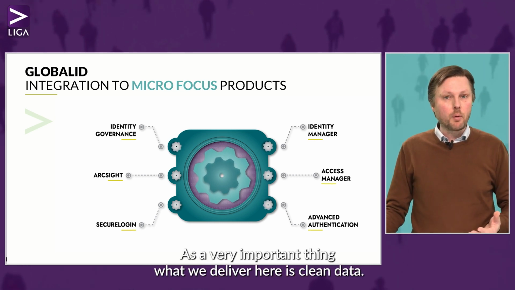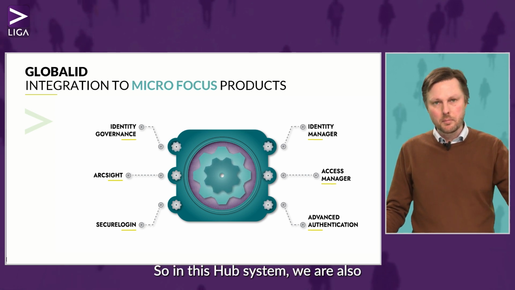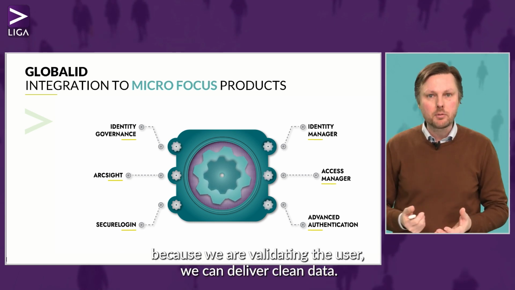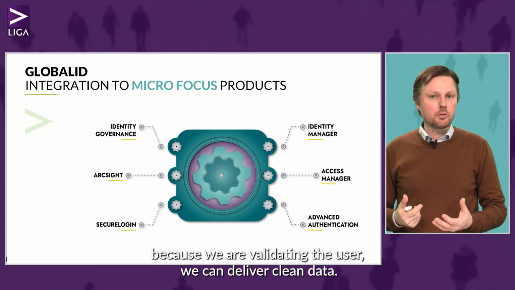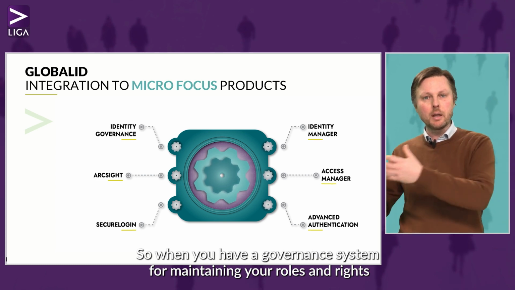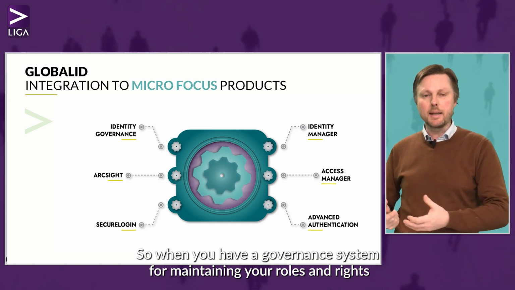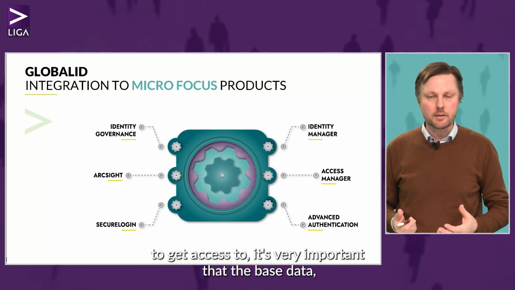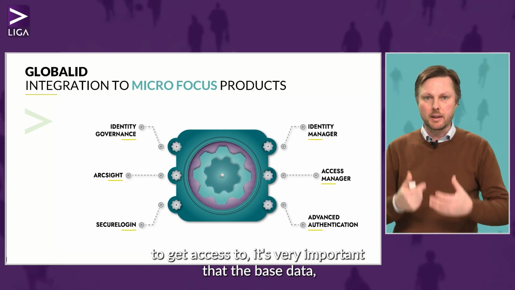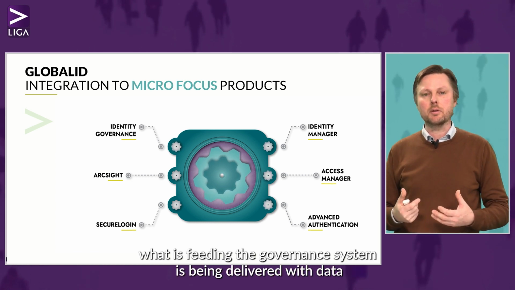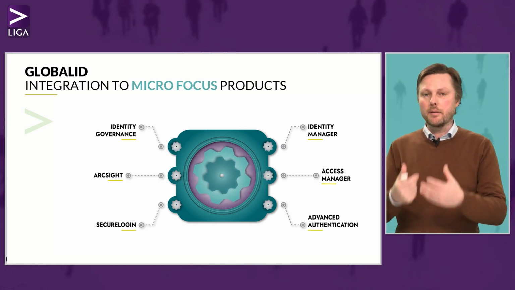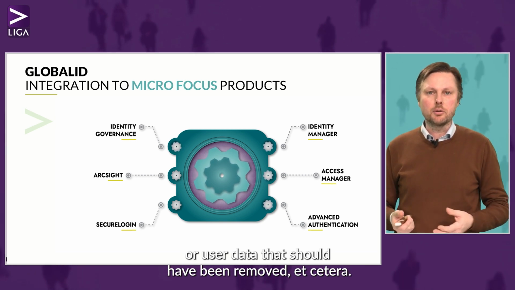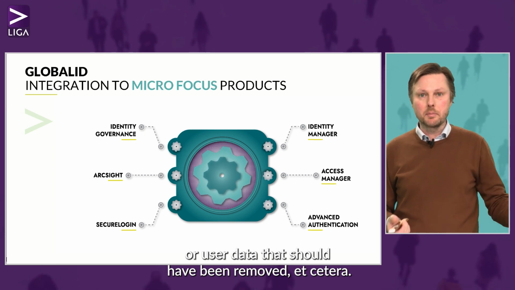As a very important thing, what we deliver here is clean data. So in this hub system, because we are validating the user, we can deliver clean data. When you have a governance system for maintaining your roles and rights and making sure that everyone is only getting access to what they need, it's very important that the base data feeding the governance system is clean, and that you don't have duplicates or user data that should have been removed, etc.